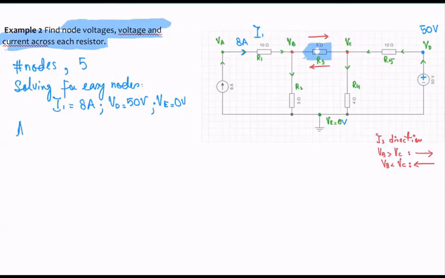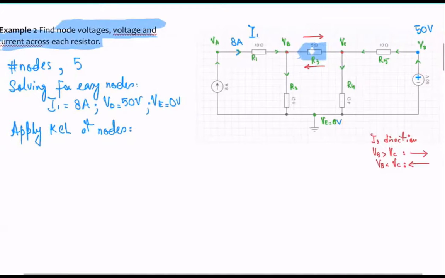The third step, which is the final step, is to apply KCL at nodes. Sorry about the noise in the background if you hear any. The landscaping folks are here.